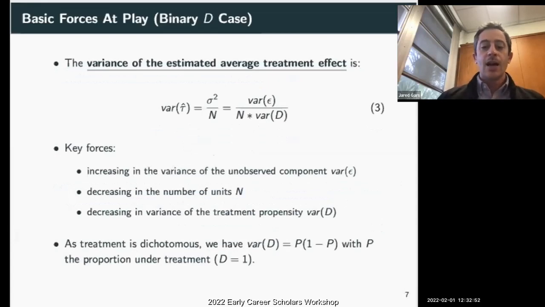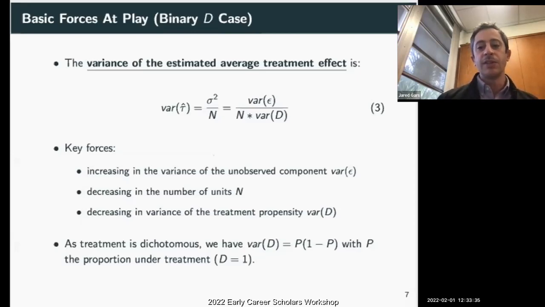So here we have the variance of this estimated average treatment effect, which under our exogeneity assumptions is going to be equal to the variance of our outcomes over the sample size, or similarly equal to the variance in the unobserved component of our outcome variable over the sample size times the variance in the treatment propensity. So this value, as you can see here, is going to be increasing in the variance of the unobserved component. It's going to be decreasing in the number of observations, and also decreasing in the variance of the treatment propensity. If we recall from the figure I showed earlier, this is the value we would like to decrease, and this is going to increase our power.